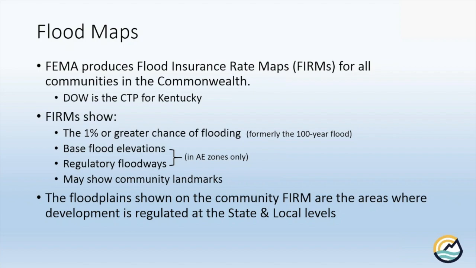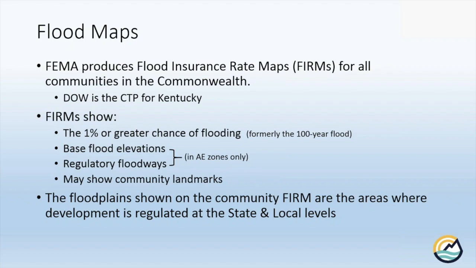When you're looking at the flood insurance rate maps, there are several things that it shows you. Number one being the 1% chance or greater area of flooding. These are formerly what we used to call the 100-year floodplains. We don't use that term anymore. Now they're the 1% chance flood. Those are the areas shown in blue or in that blue-red hash mark that I showed on the previous slide. Those are the areas that we regulate to.